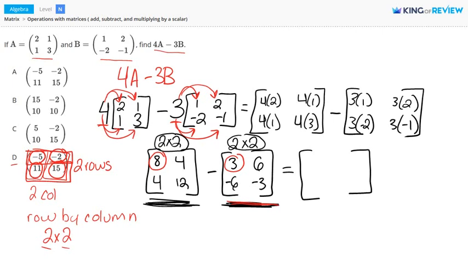So for this entry, we'll have 8 minus 3. For the next entry, it's 4 minus 6. Then we have 4 minus a negative 6. And 12 minus a negative 3.